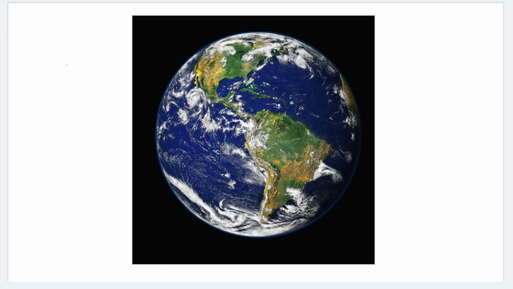Hello friends, let us try to understand how water came into existence on earth. Today if I ask you how much water is present on earth, you all will say that 71% of the earth's surface is covered by water. But earth was not always the same as it is today.